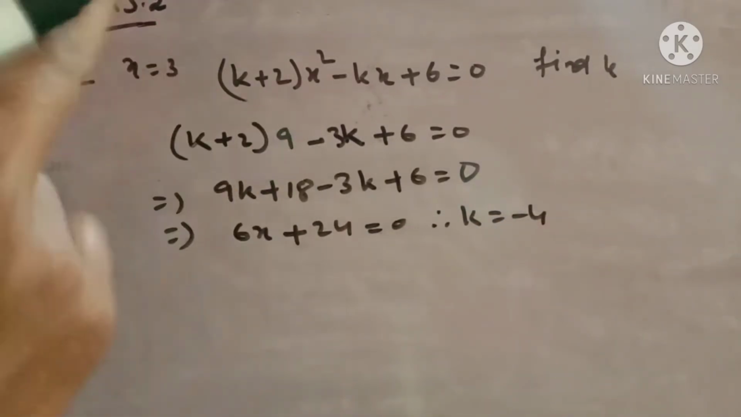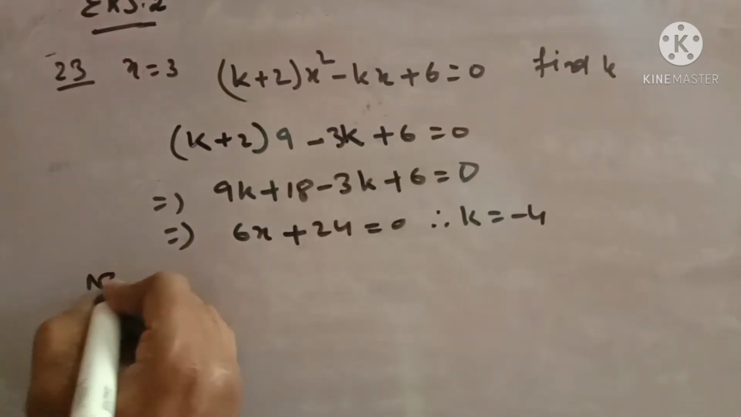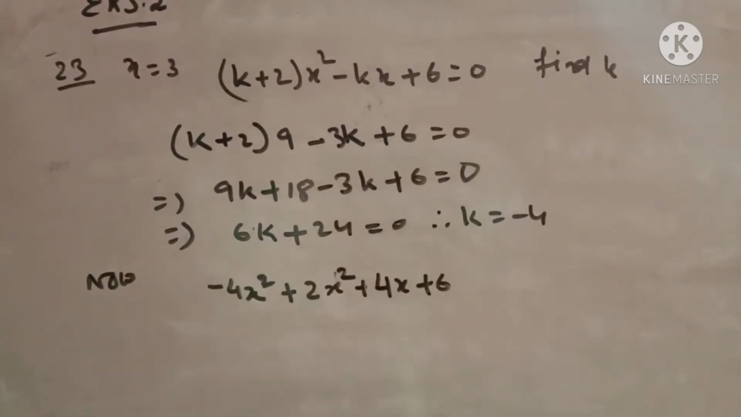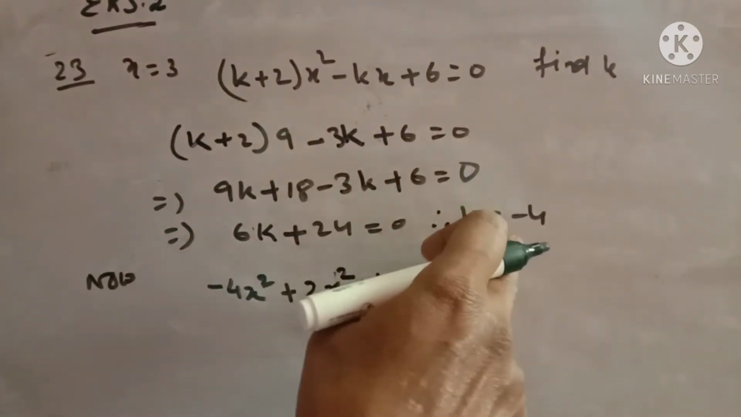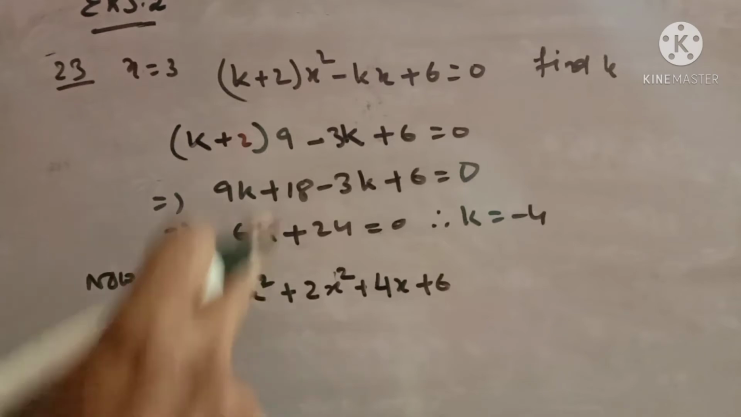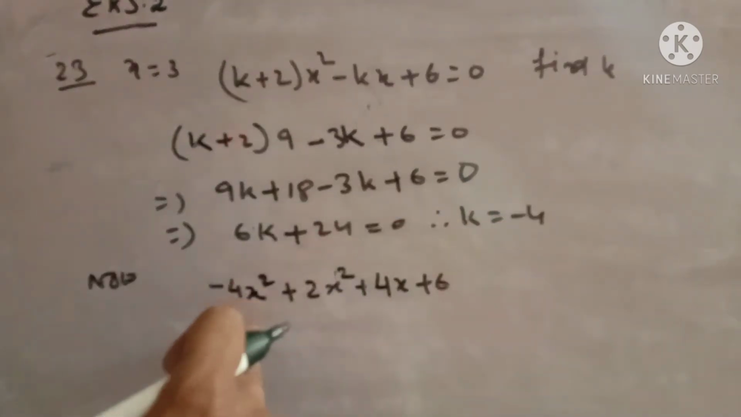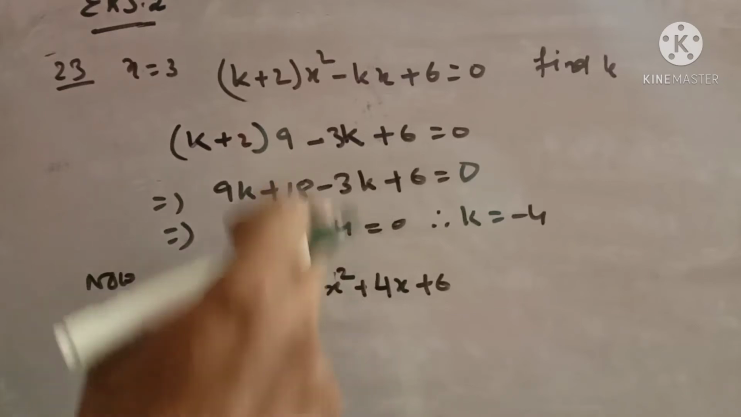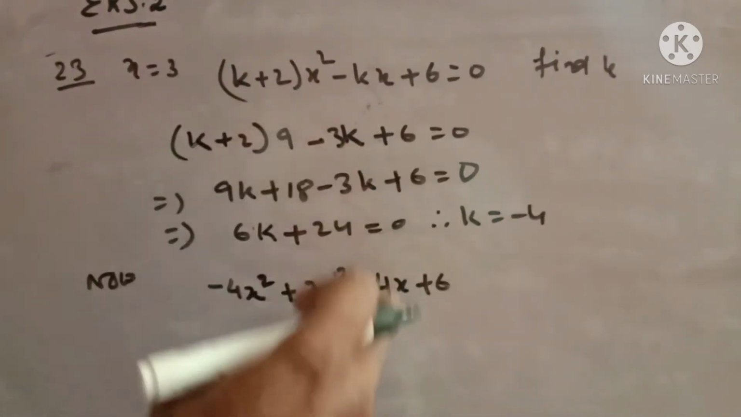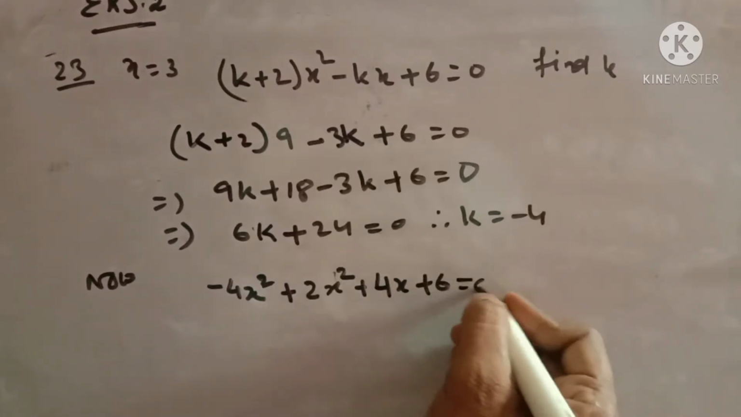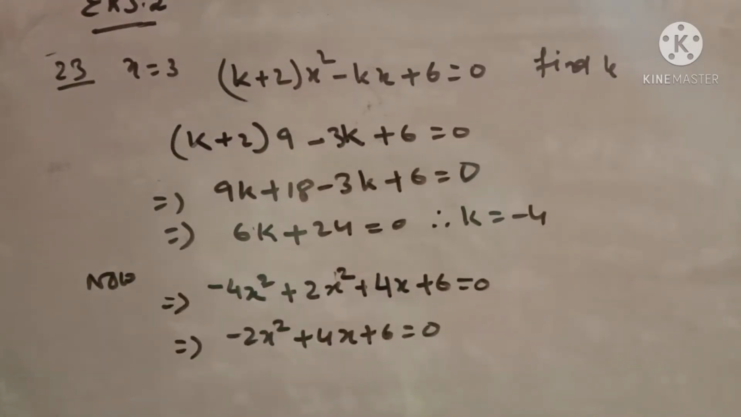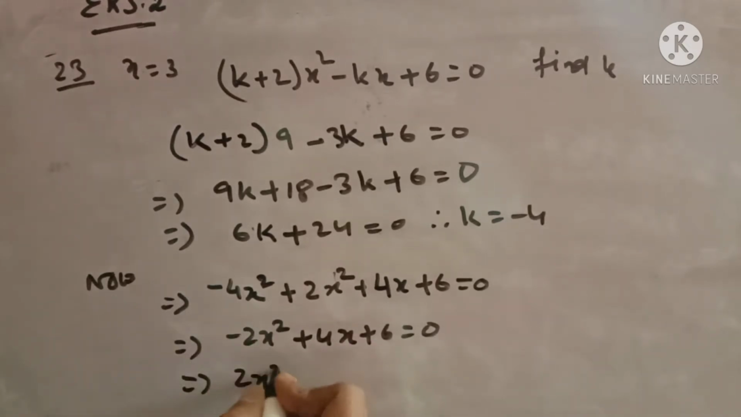Now this value we have to put in the equation. After putting the value of k, I got minus 4. Now minus 4x square, I am substituting the value of k here, so minus k x square plus 2x square minus plus 4x plus 6 equal to 0. Now do the calculation. So I will get minus 2x square plus 4x plus 6 equal to 0. This minus we have to multiply, minus on both sides. So it will come 2x square minus 4x minus 6 equal to 0.